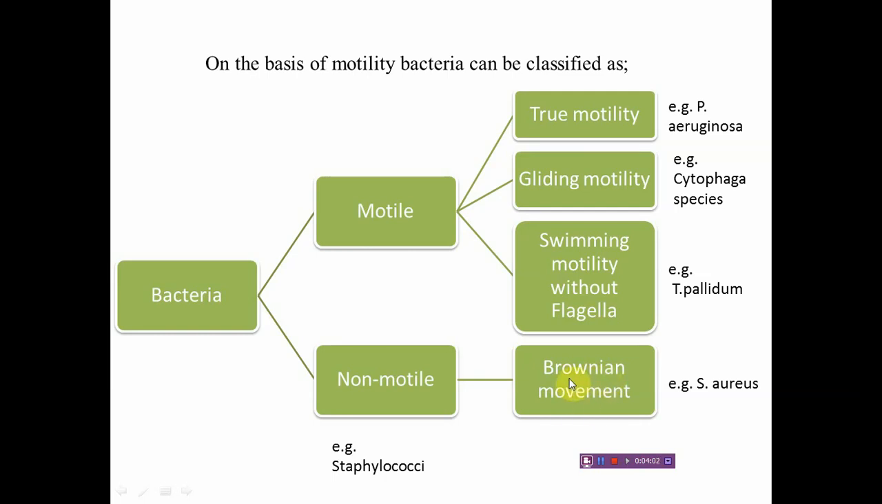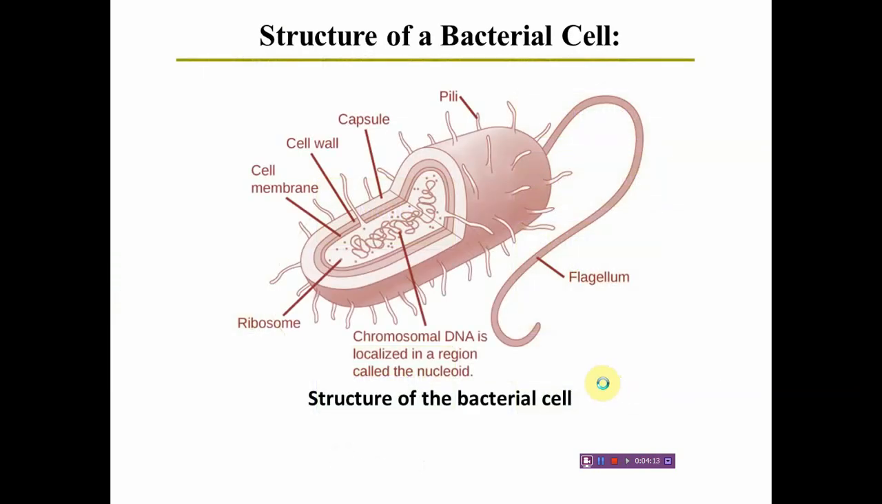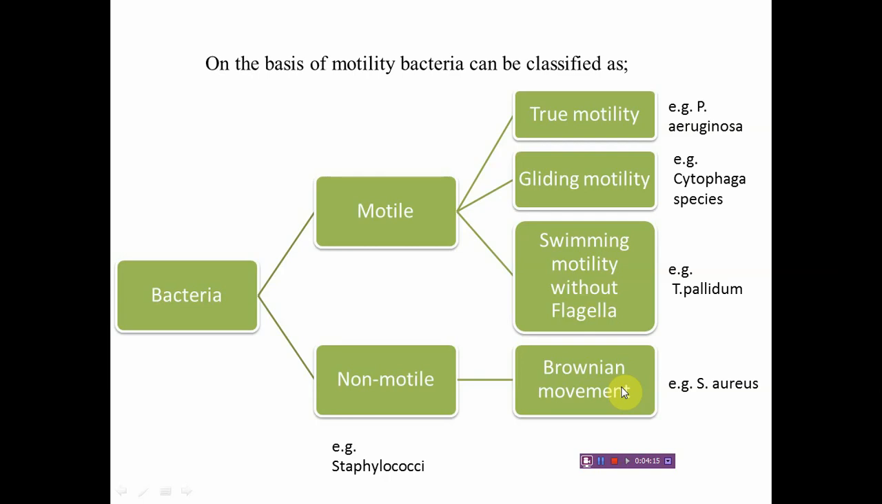Actually, this is not true motility. The cells lack the organ of locomotion. They are actually non-motile, but it appears like they are erratically moving or floating or oscillating. This type of movement is very common in non-motile cells like Staph aureus.